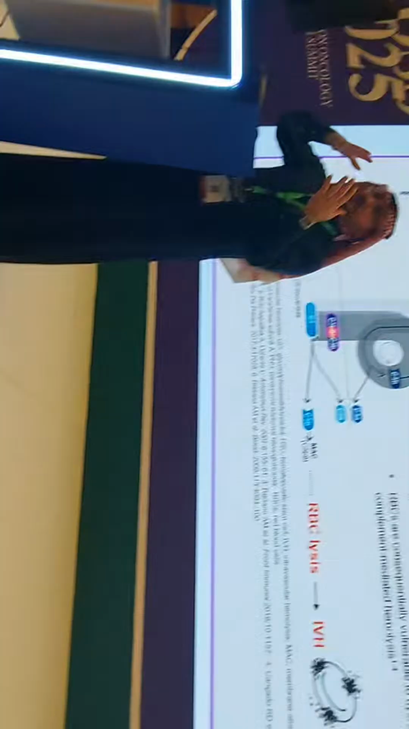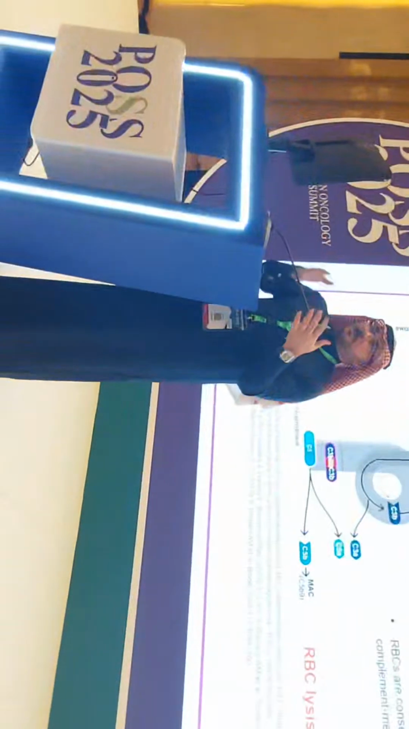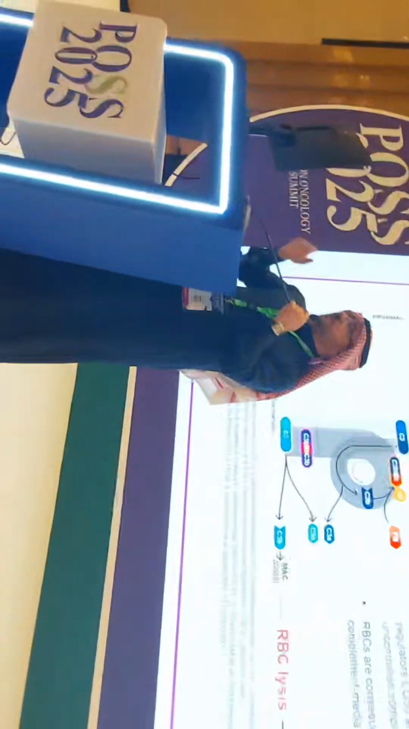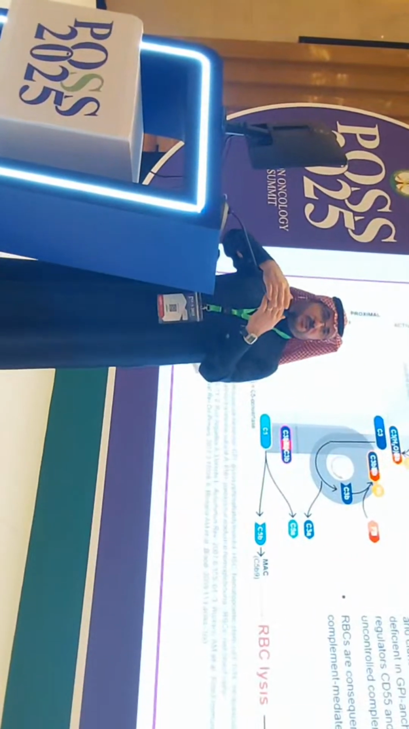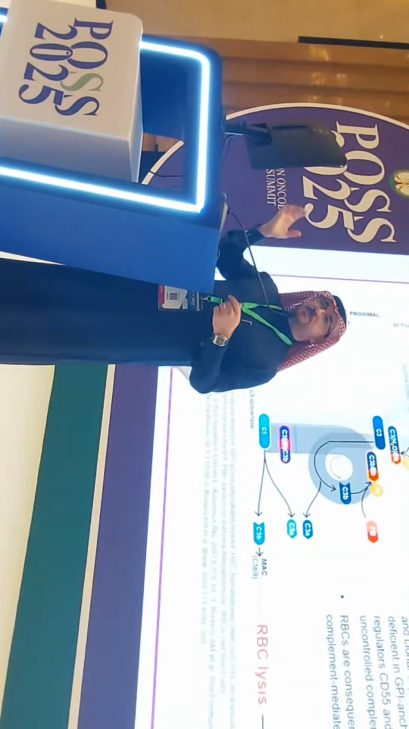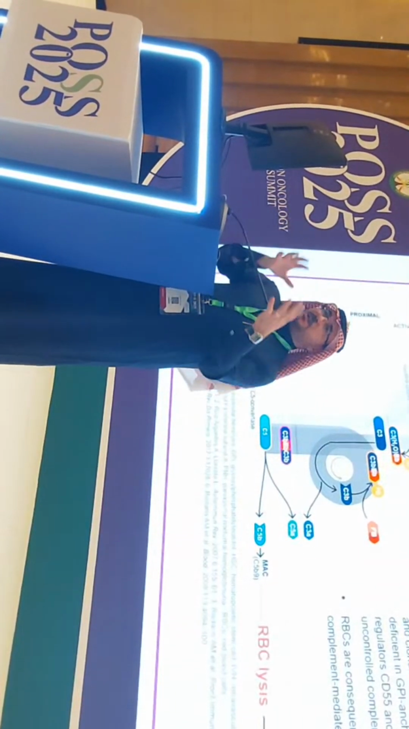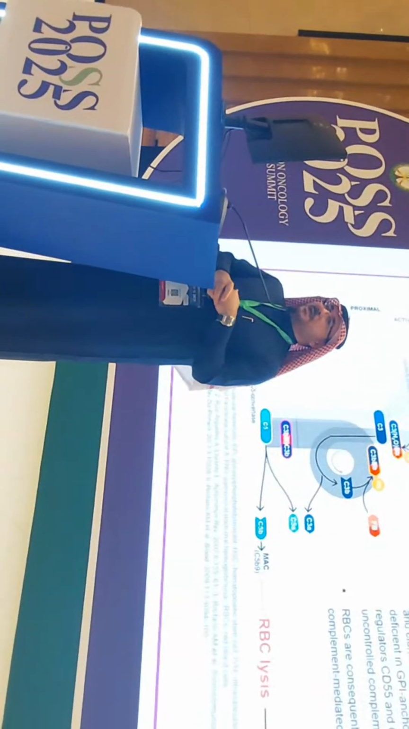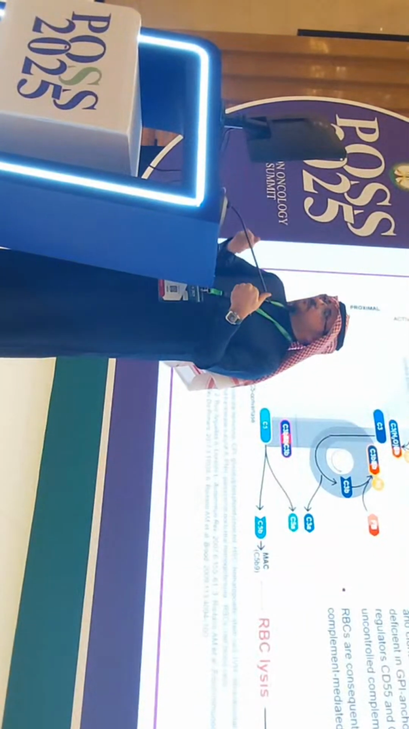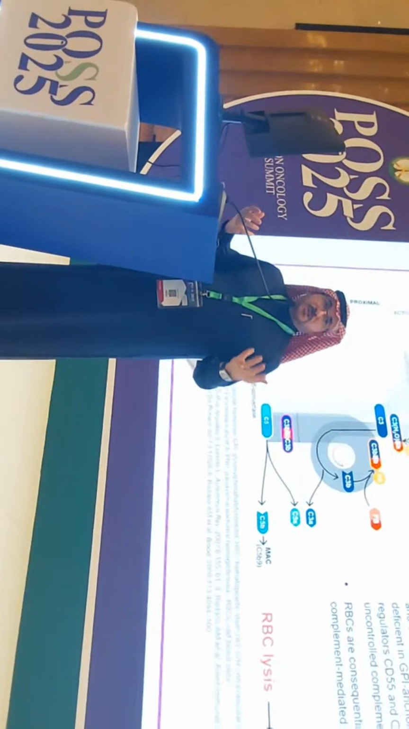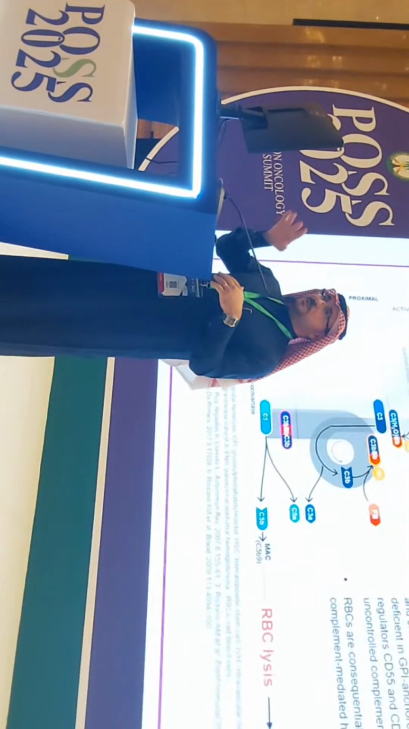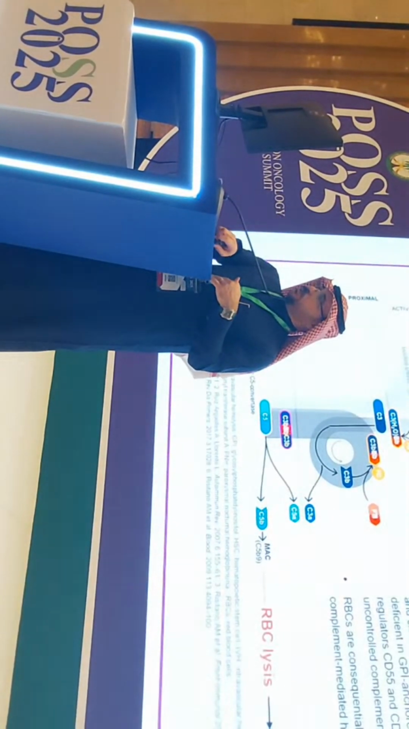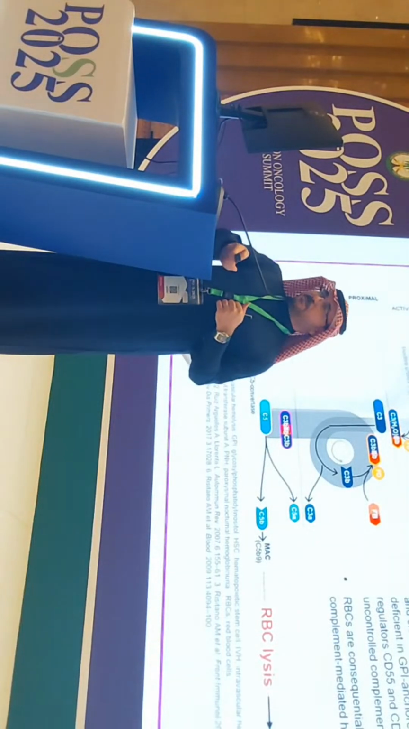And once factor D is ready to split, it does the action, and then factor B splits into factor BB and BA. Now C3 with BB acts like a C3 convertase, leading to the formation of C3b in small quantities that are continuously produced, and then the terminal pathway as usual.